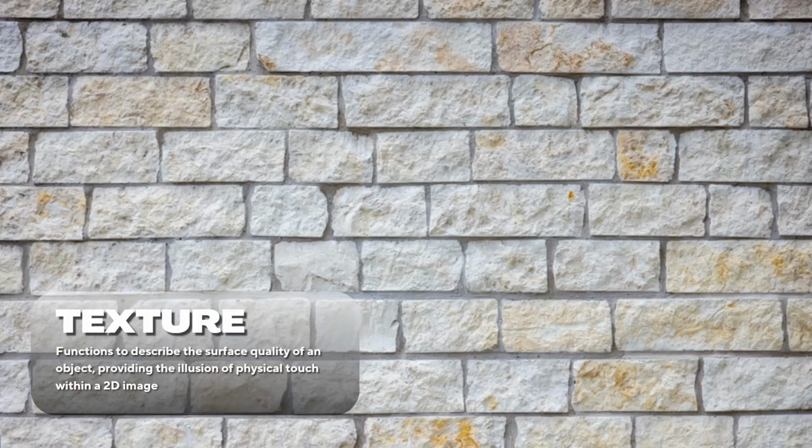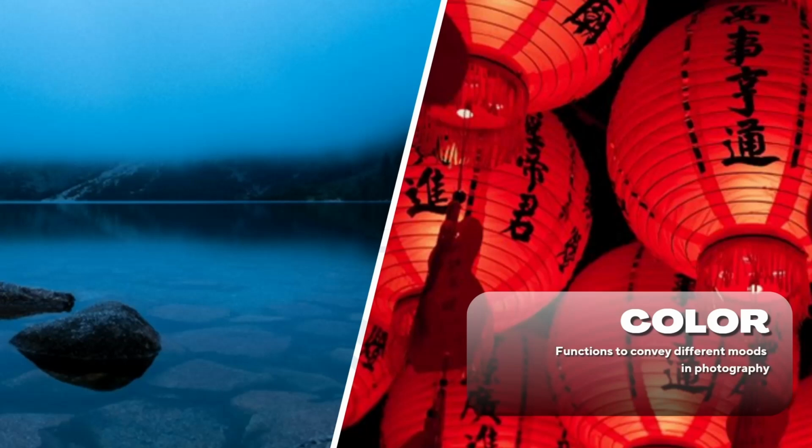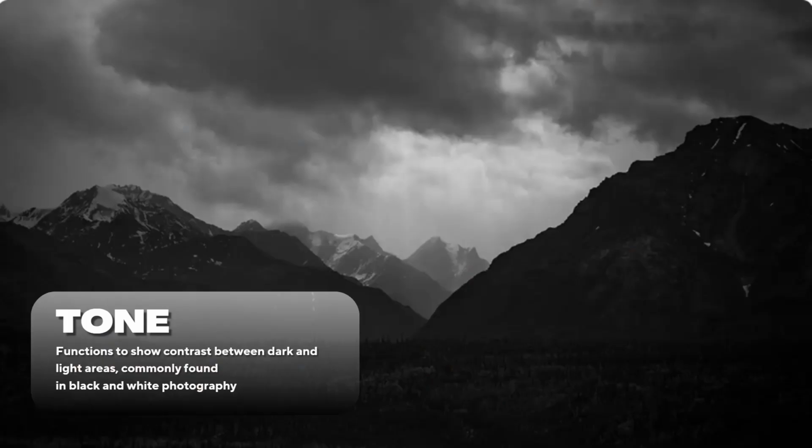The next one is texture. This functions to describe the surface quality of an object, providing the illusion of physical touch within a 2D image, like how this rough concrete wall gives off a sense that is gritty and not smooth to the touch. Next, we have colors, which serve to convey different moods in photography. Warmer colors give off the sense of warmth, energy, and dynamicness, while colder colors give off a calming, soothing effect or feeling.